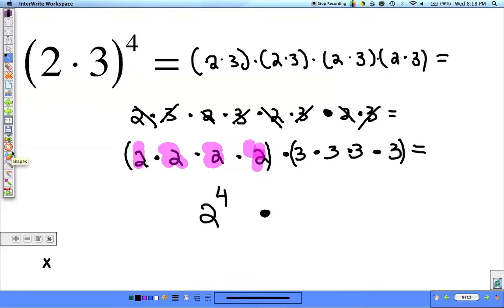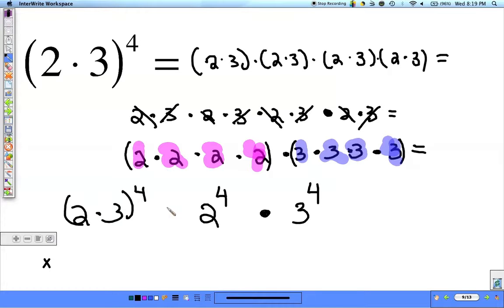And now I have the 3's, and I want to rewrite those. I know my base is going to be 3, and my exponent is going to be 1, 2, 3, 4. I have 4 3's, so my exponent is going to be 4. So what I just learned was 2 times 3, quantity raised to the 4th power, is equal to 2 to the 4th power times 3 to the 4th power.